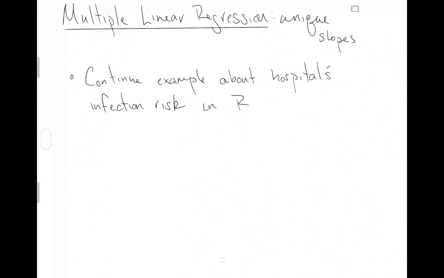You should present in an analysis only one of these options. You should determine, based on whatever tools and science and sophisticated statistics you might learn after this class, you should choose one of the options within multiple linear regression and then generally present that one option. Choose one. Don't present all four. So we're going to continue with our example about hospitals infection risk in R as if this is the one option you choose to best represent these data.